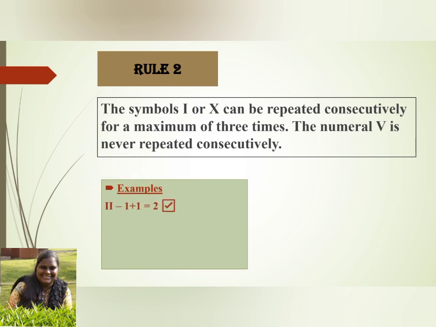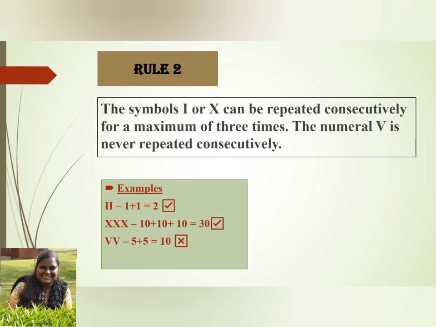See here. II means 1 plus 1, that is equal to 2. And that's absolutely correct. Since the rule says you can use it 2 or 3 times, we have used the I 2 times. Now the next one. It says XXX, that is 10 plus 10 plus 10. That equals 30, and that is also correct. Now the next one is VV. But the rule says you can use the numeral V only once. So that is wrong. So 5 plus 5 is equal to 10 is the wrong answer.